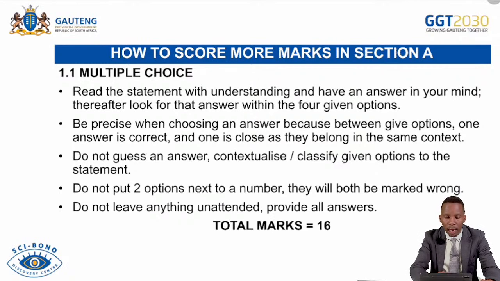Do not put two options next to a number. They will both be marked wrong. So simply provide one correct option. Do not give two options. Say maybe you say A or B or A stroke B. That is totally wrong. You need to provide the one answer that is correct.